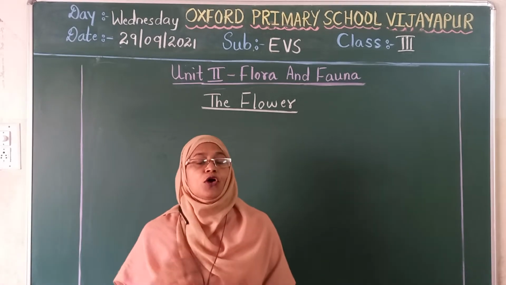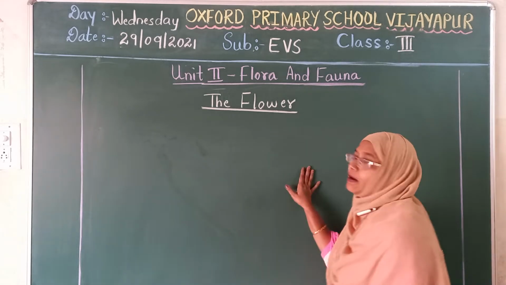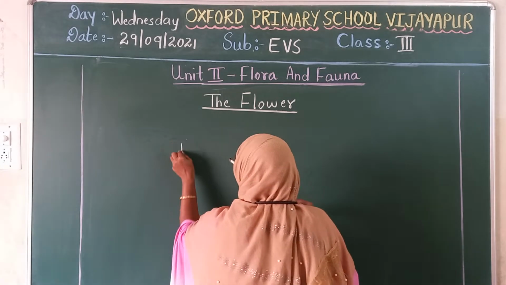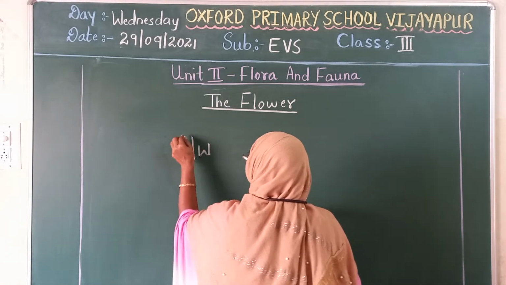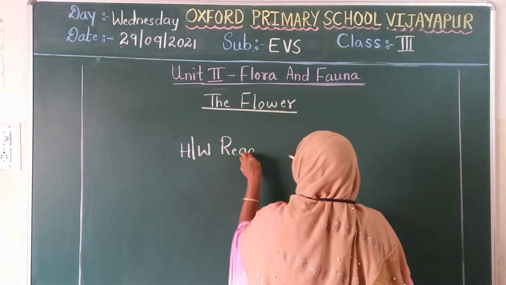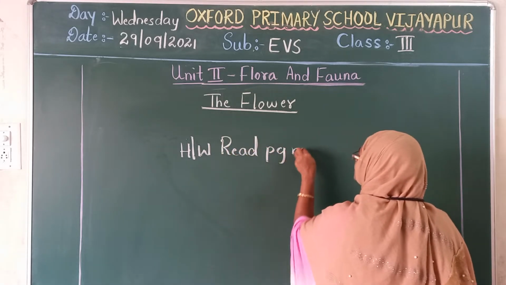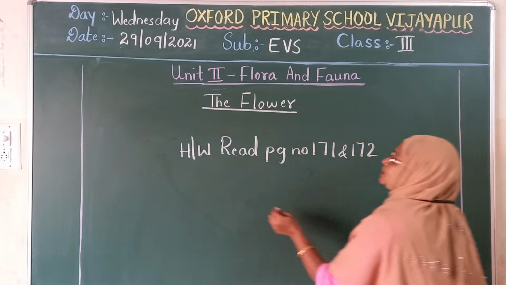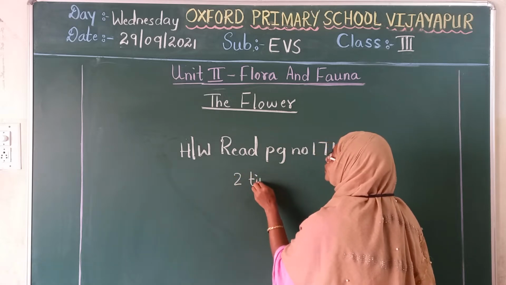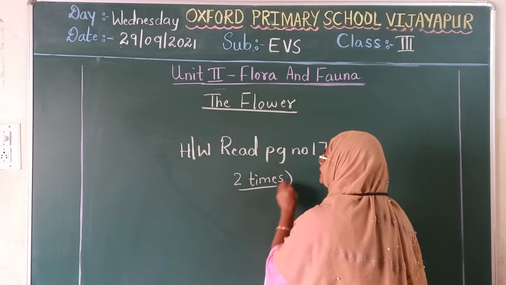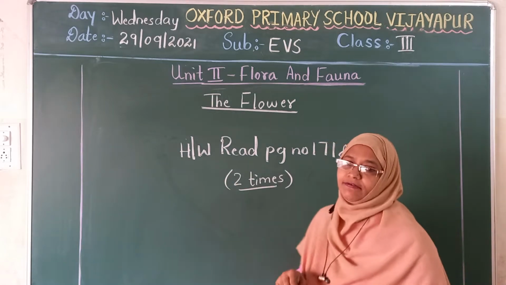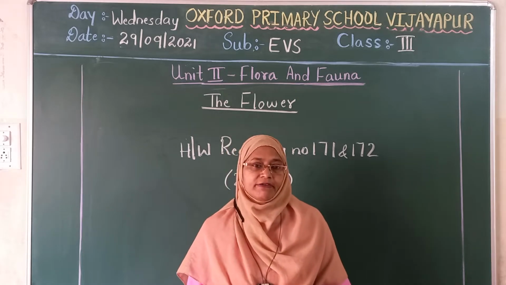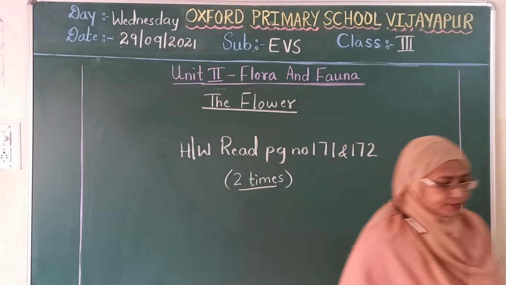Today what we are going to do? We will read the lesson. We'll complete the reading. So note down your homework. Your homework is to read page number 171 and 172. You have to read it 2 times. Do the reading of page number 171 and 172 two times. Now children, open your notebook, textbook, page number 171. We will start reading.